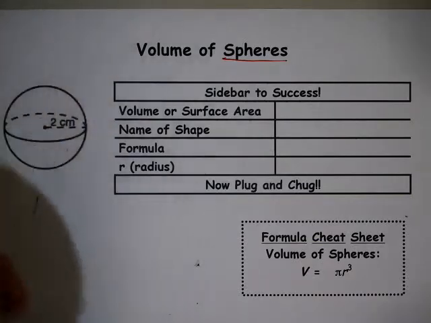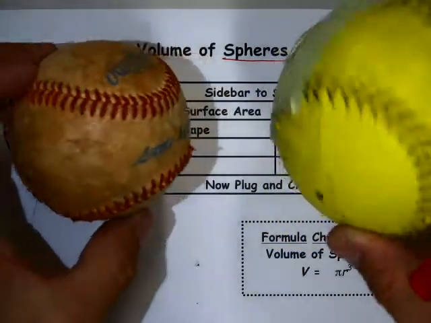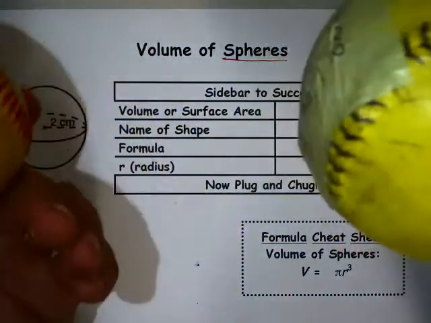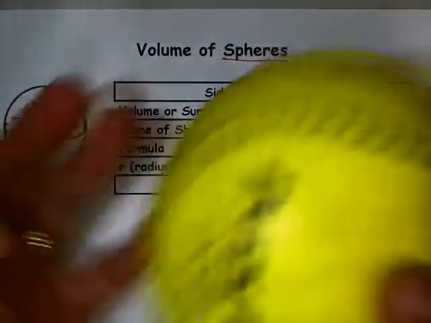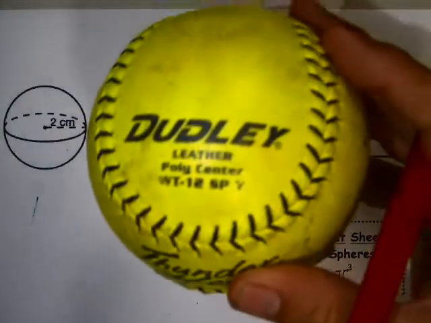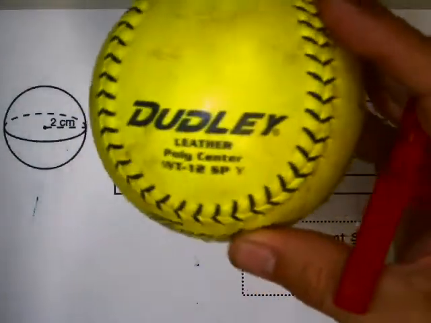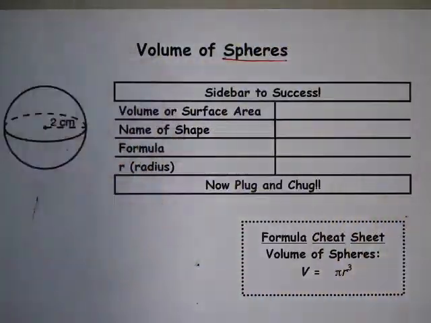Volleyballs, baseballs, softballs, okay? All different kinds of shapes that are used for sports and stuff like that. Here's a softball with Mr. Dudley's name on it. That's just who made the softball. Baseballs, basketballs, volleyballs, all those are types of spheres.